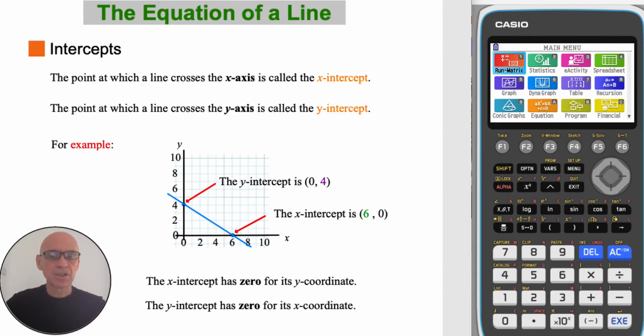The point at which a line crosses the x-axis is called the x-intercept, and the point at which the line crosses the y-axis is called the y-intercept. In the example shown, the line has an x-intercept of (6, 0). The x-intercept has 0 for its y-coordinate. The y-intercept of the line has coordinates (0, 4). The y-intercept has 0 for its x-coordinate.